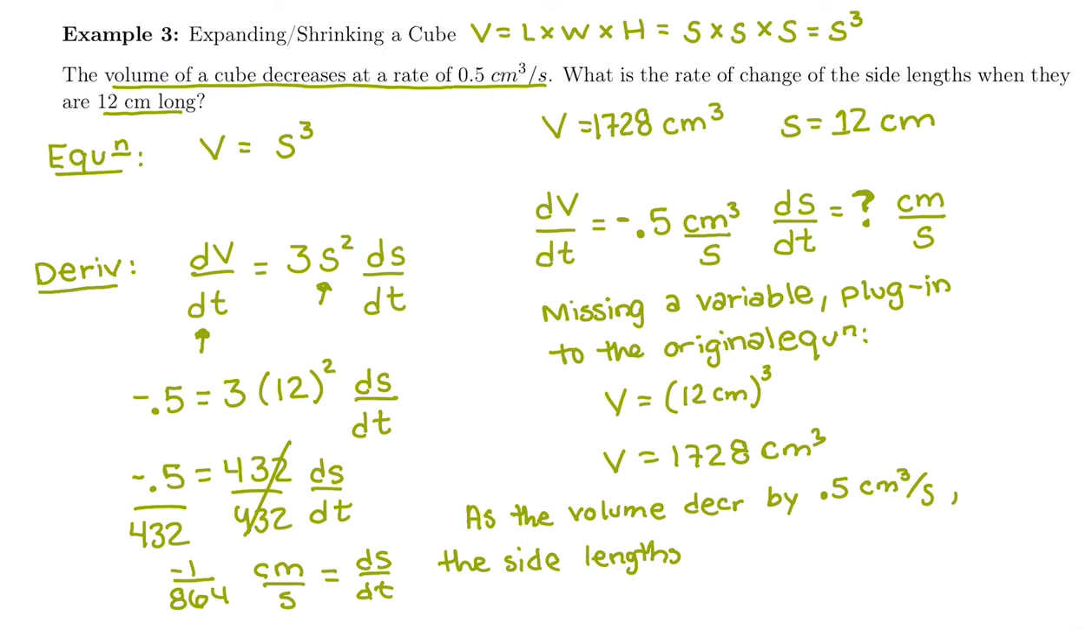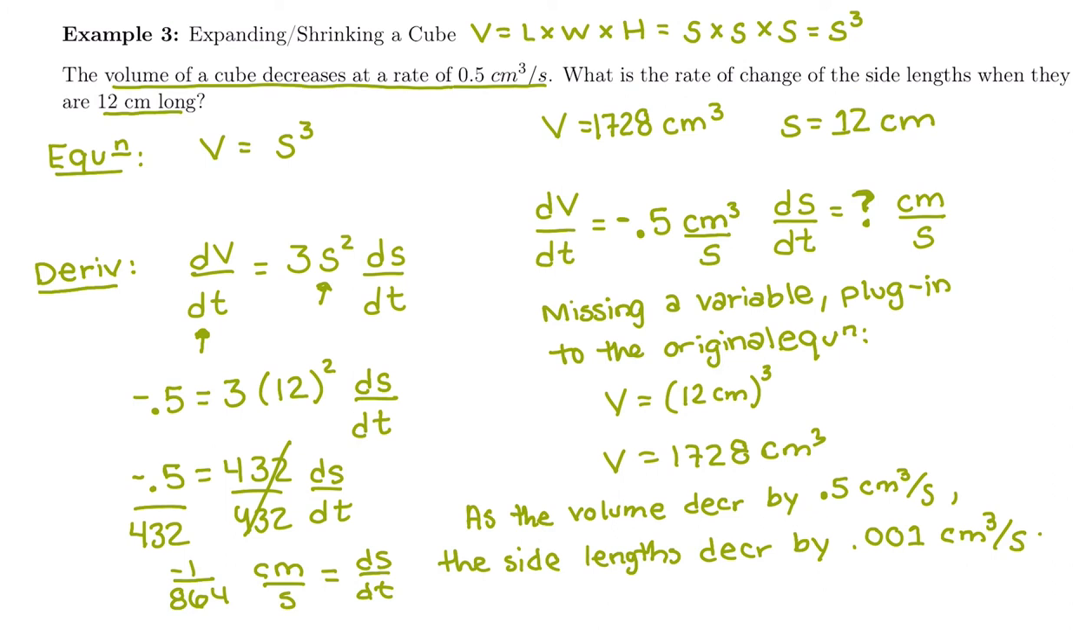So as the volume decreases by 0.5 centimeters cubed per second, the side lengths decrease by, and you could use that fraction for an exact answer, negative 1 over 864, or I might just round it, decreasing by about 0.001 cubic centimeters per second. It's okay to use the fraction. I just think the decimal looks a little bit better. And what's the only error in that sentence? Happens sometimes.